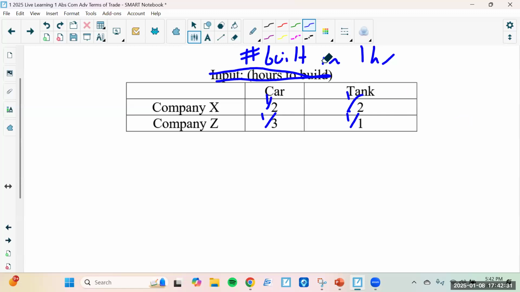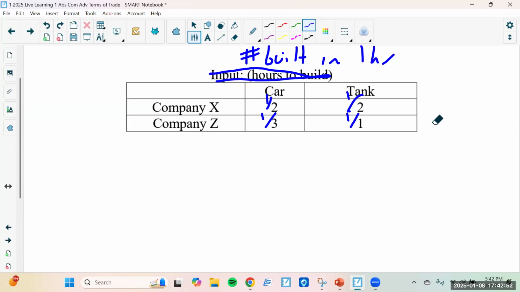We now have number built in 1 hour. It's now an output problem. The disadvantage of this is you then have to deal with fractions, okay? And some people don't like fractions, but again, you have your calculators if you need them. That's new. You can use a simple calculator, you can't use anything that stores memory, but you can use a simple calculator on the AP exam.